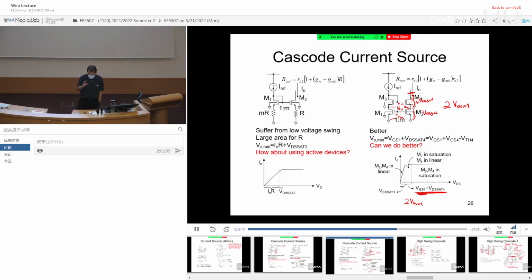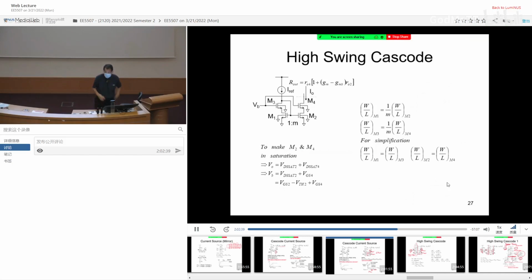So the goal doesn't change. We still want cascode. We still want high resistance. But the question has changed. The question now is not how to obtain the higher resistance. We know how to do that. The question now is how to get higher resistance with minimum voltage headroom. And the minimum we can go is 2 VDS set. If you have 3 transistors, 3 VDS set. So if you know this requirement, then answering the question is quite easy.